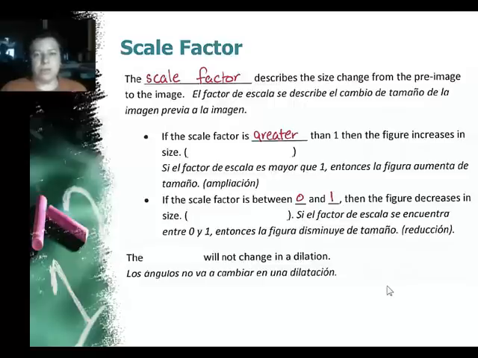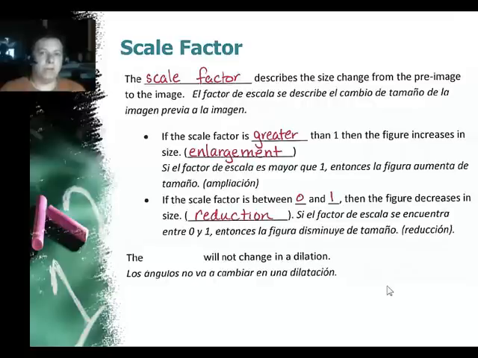If the scale factor is greater than 1, you should remember that we actually end up with a larger image, and that is called an enlargement. If the scale factor is between 0 and 1, then the figure is going to decrease in size, and that is called a reduction. I haven't really talked about negative scale factors. You don't see them so much with similar polygons, but when you do coordinates, you could have negative scale factors. As before, for similar figures, the angles will stay the same under dilation.